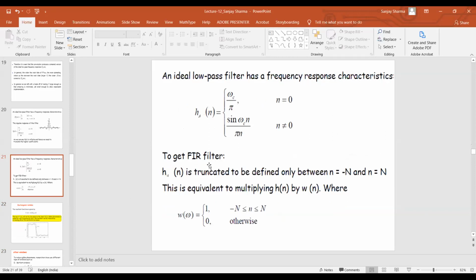To get the FIR filter, this is important: hd[n], the impulse response of the IIR filter, is truncated to be defined only between n equal to minus N and n equal to plus N. This is equivalent to multiplying hd[n] by w[n]. What is my w[n]? It is 1 from minus N to N, and 0 otherwise. So this is the example of a rectangular window. I am multiplying the rectangular window.